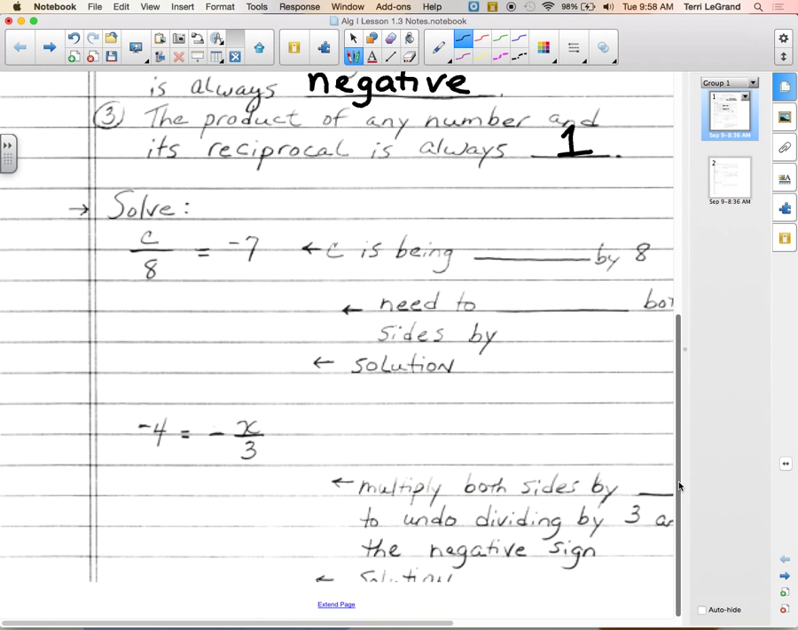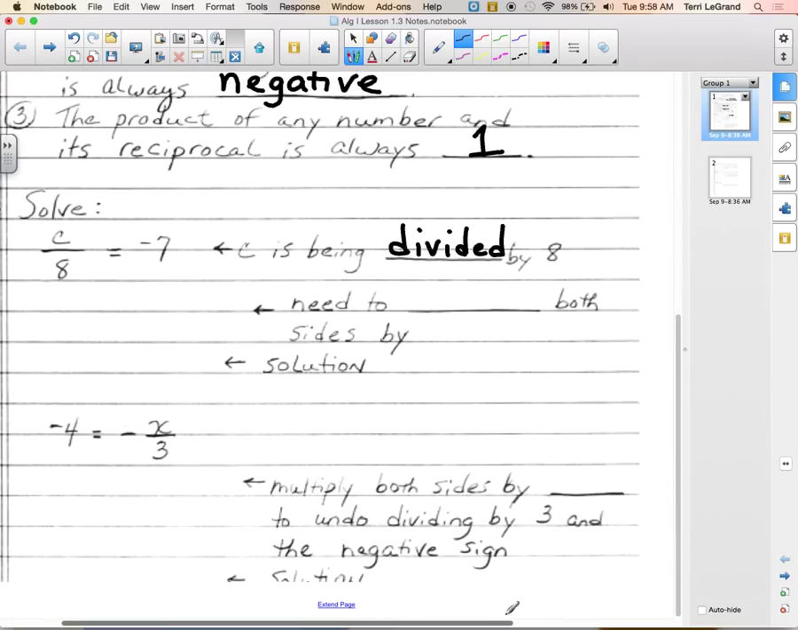Okay, so let's solve. We have c over 8 equals negative 7. C is being what? What's happening? C is being divided by 8. That's the one where we need to look at that fraction bar and say, oh, that means division. So C is being divided by 8. So what do we need to do to both sides to undo that division? Multiply by 8. We need to multiply both sides by what? 8. You undo the multiplying or the dividing of 8 by multiplying by 8. You undo multiplying and dividing with each other.